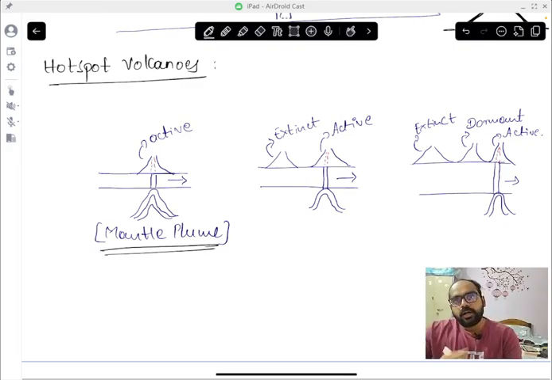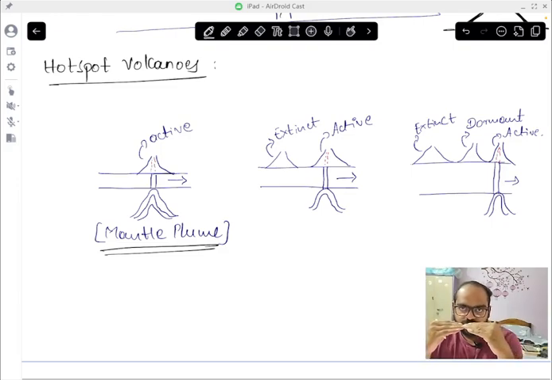Mantle plumes. What is a mantle plume? Whenever a plate moves, there will be a certain place inside the mantle, or inside of the earth, called a mantle plume. This mantle plume is fixed. Mantle plume does not move. If it is a mantle plume, the plate moves like this.